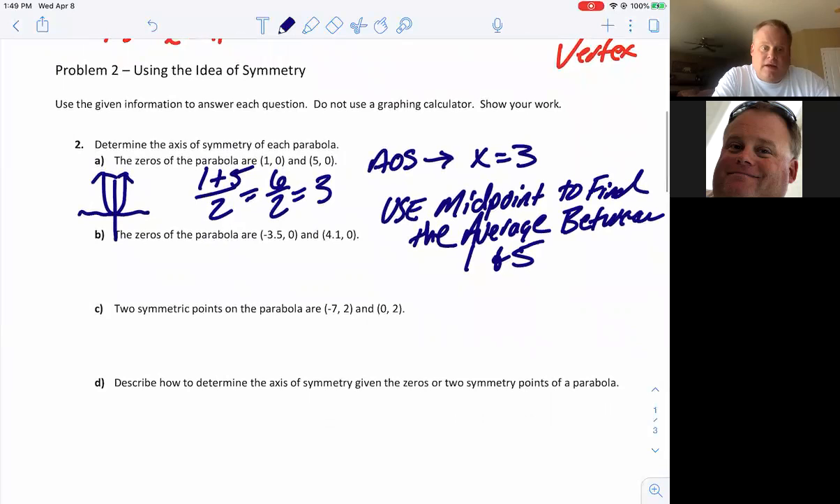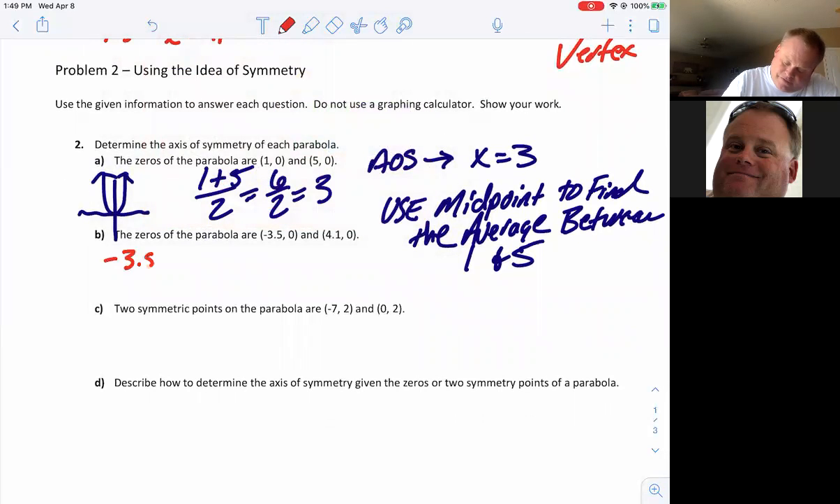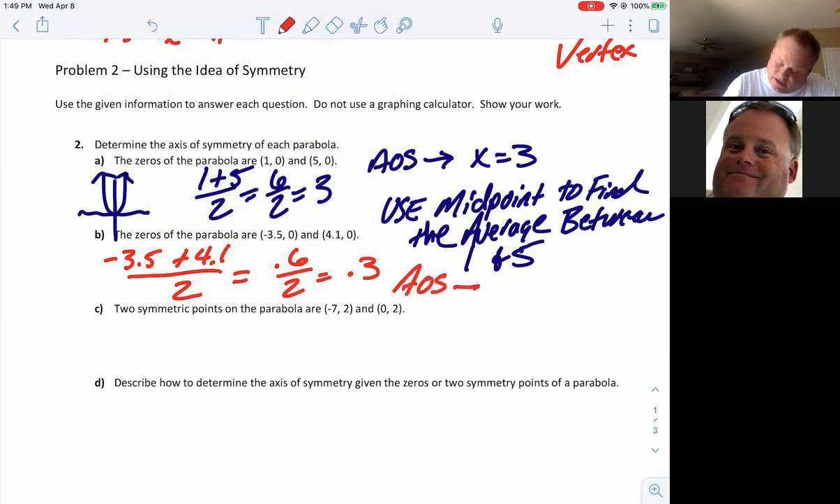Number B, the zeros of the parabola are at negative 3.5 and 4.1. So once again, negative 3.5 plus 4.1 divided by 2 ends up being 0.6 divided by 2, or simply 0.3. So my axis of symmetry is x equals 0.3.